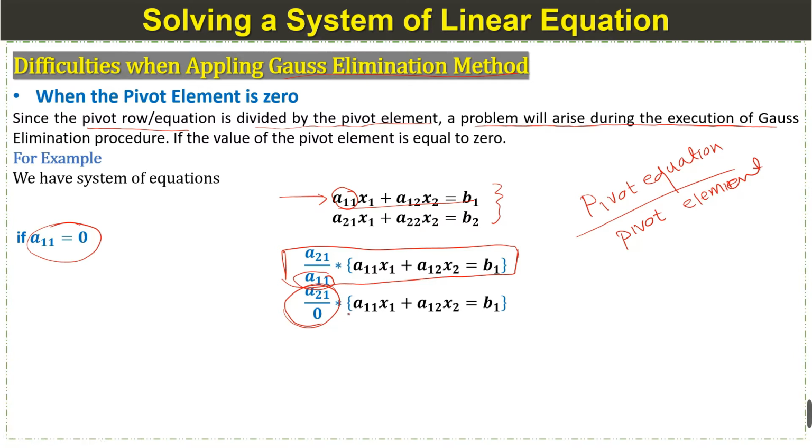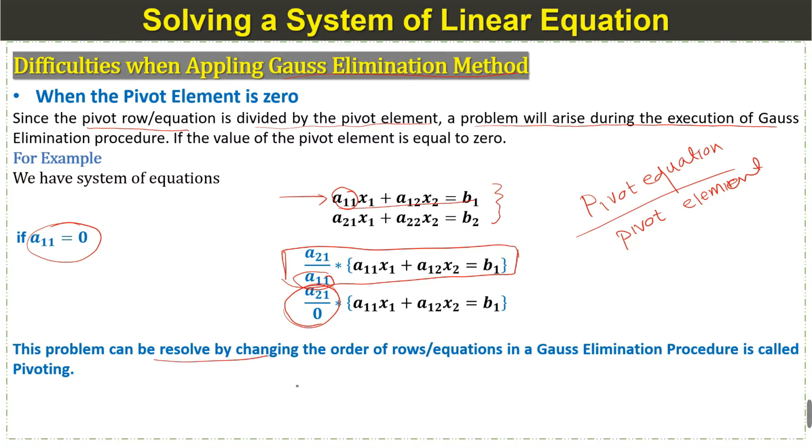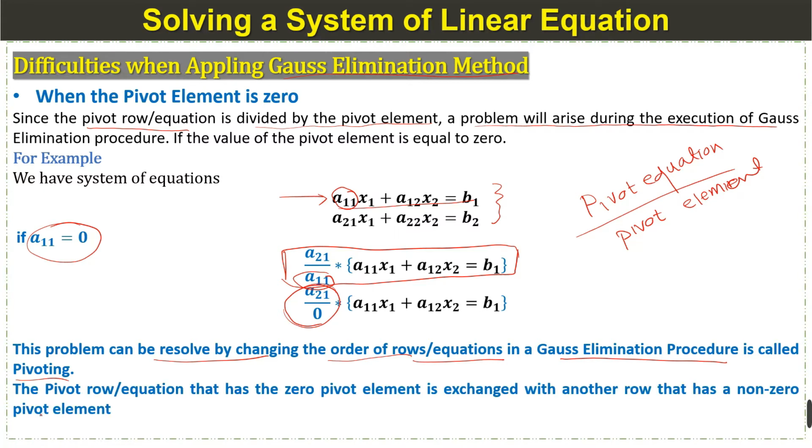Okay, so this problem can be resolved by changing the order of the rows or the equations in the Gauss elimination procedure. This is called the pivoting. Next, the pivot row or the pivot equation that has the zero pivot element is exchanged with another row that has a non-zero pivot element. So changing the order of equations or the rows when the pivot element is 0 is called the pivoting.